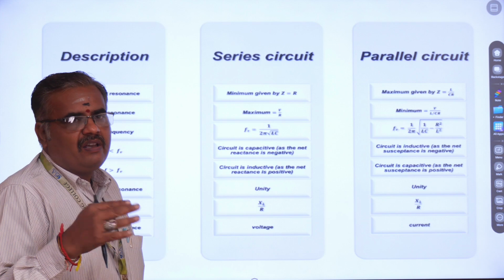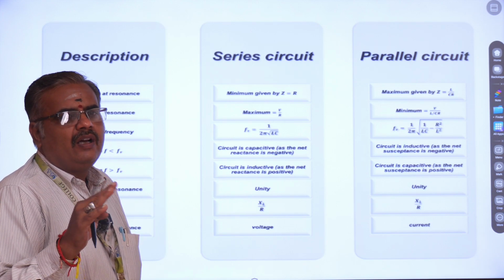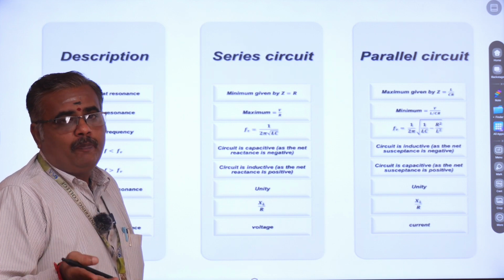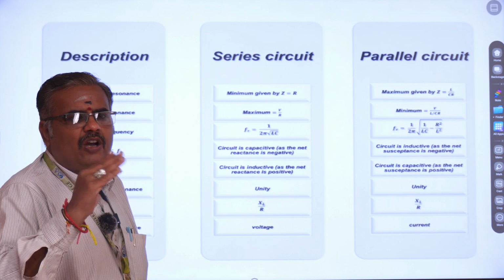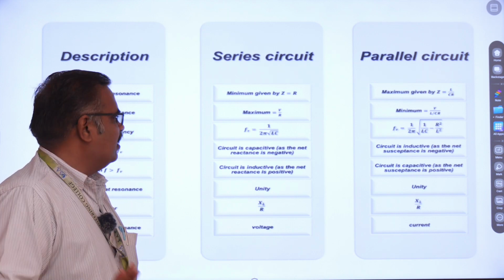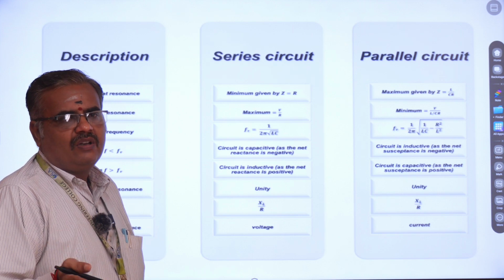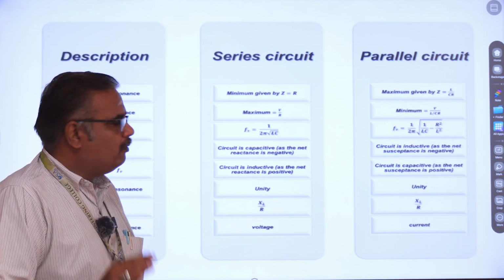Bandwidth also remains the same formula, F2 minus F1. There are some minute variations: if you calculate the bandwidth, you'll be getting R by 2 pi L in the case of series circuit, and for parallel circuit, you just have to reciprocate it. That's all, nothing else. You can write the bandwidth or quality factor in terms of resistance, inductance, and capacitance put together.